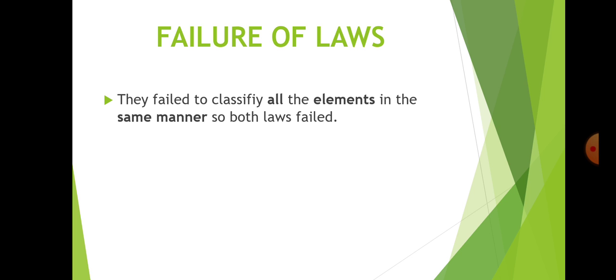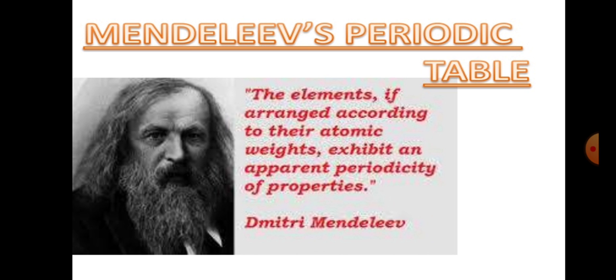Every 8th element has similar physical and chemical properties to the first of the series. Then we discussed the failure of the laws. This law failed. They failed to classify all the elements in the same manner, so both laws failed, meaning the law of octaves and the law of Döbereiner failed. Then Mendeleev's periodic table.